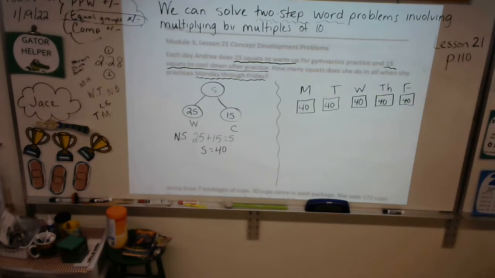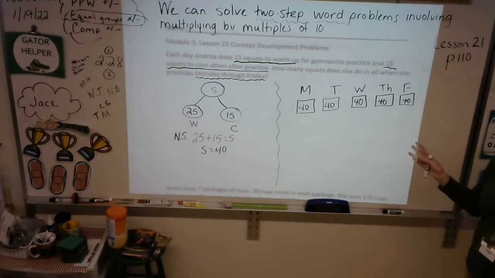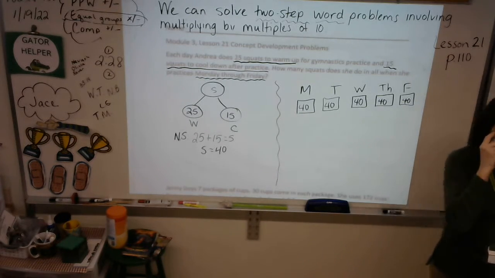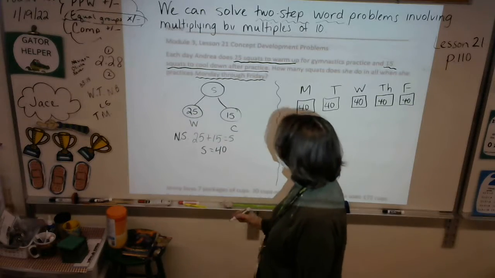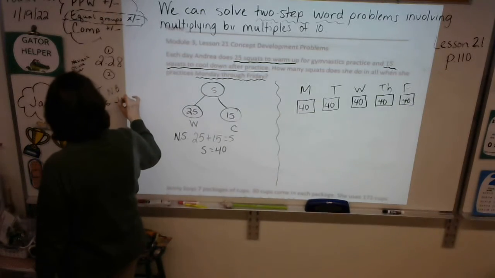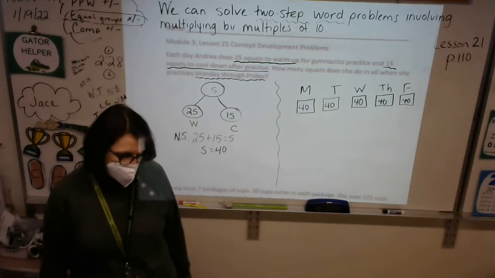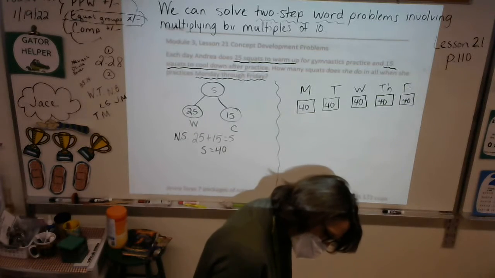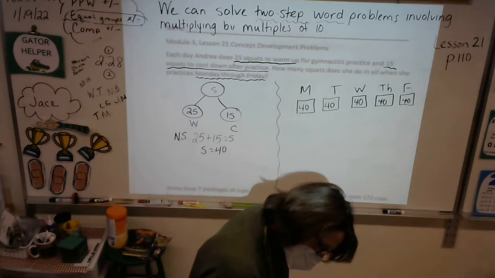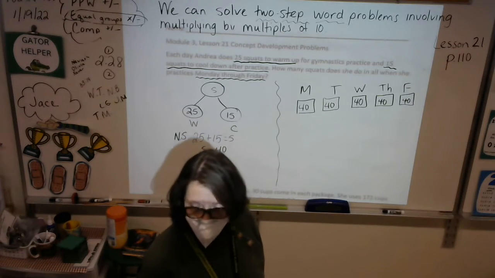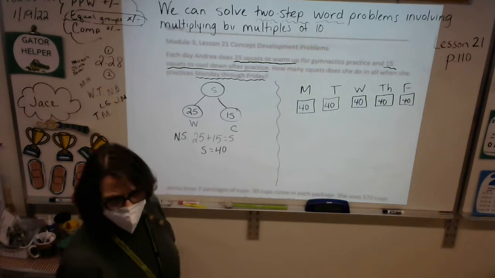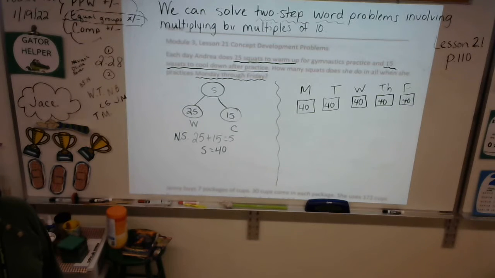What's the size of each group? Even though the numbers are bigger, the concept is the same. How many groups are there and what is the size of each group? Oh, I like the way Xavier is showing the skip counting, which is helpful. But technically, you don't need the skip counting if you know the strategy for multiplying by multiples of 10.